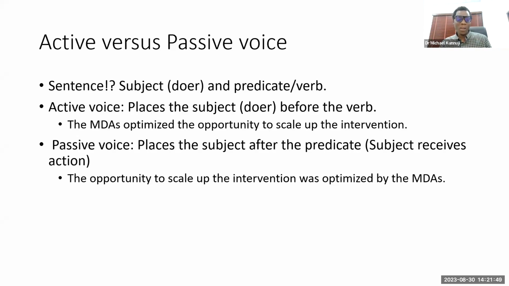That's in active voice because the MDA, the subject in this case, is coming before the action that is taken, optimized the opportunity, whatever. But you can also recast this in a passive way, such that the doer of the action is actually receiving the action. That is, it is coming after it. So you can say the opportunity to scale up the intervention was optimized by the MDAs. Now, it is better to use the active voice than to use the passive voice in writing.